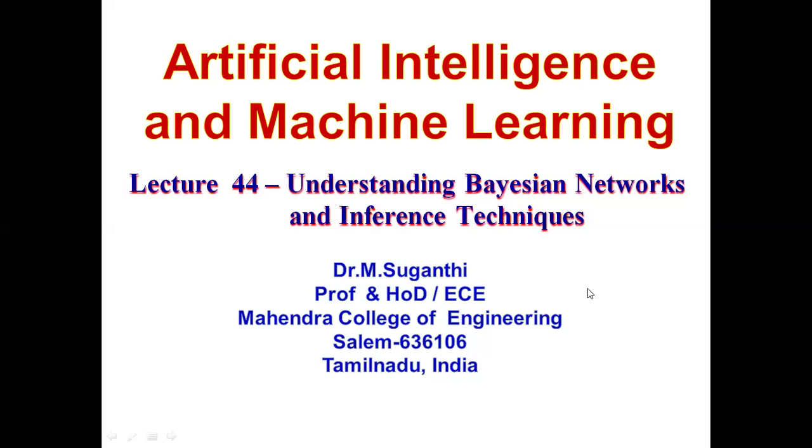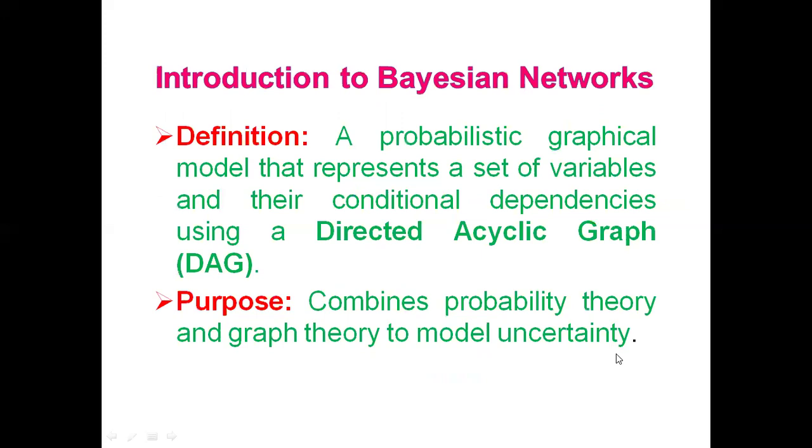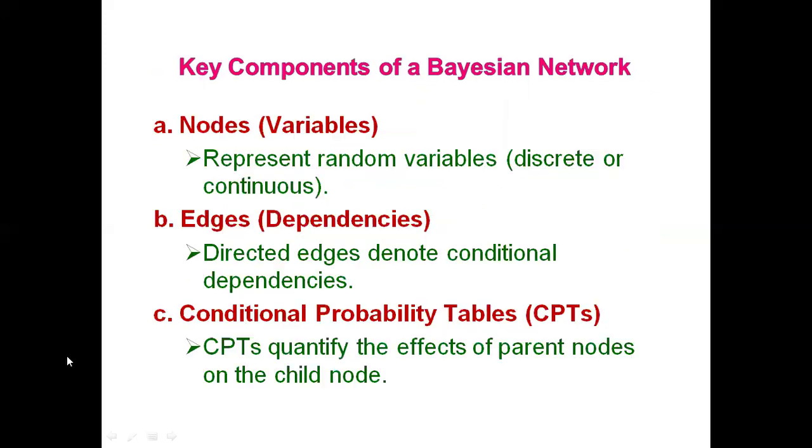We'll see one by one. First, you should know what you mean by Bayesian networks. The definition of a Bayesian network, which we are shortly calling BN, is a probabilistic graphical model that uses a directed acyclic graph. This directed acyclic graph, we are calling it DAG.